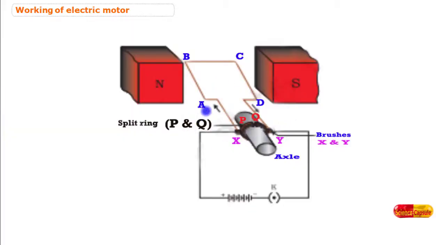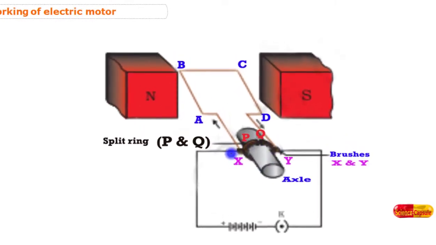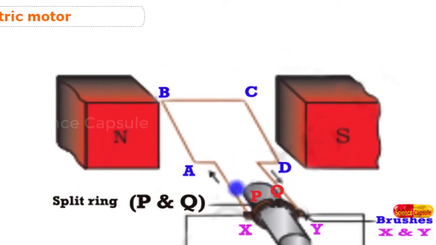Here is the diagram of an electric motor. It consists of a rectangular coil ABCD of insulated copper wire. The coil is placed between the two poles of a magnetic field, that is the North Pole and South Pole. The coil is placed in such a way that the arms AB and CD are perpendicular to the direction of the magnetic field, that is between the two magnets.